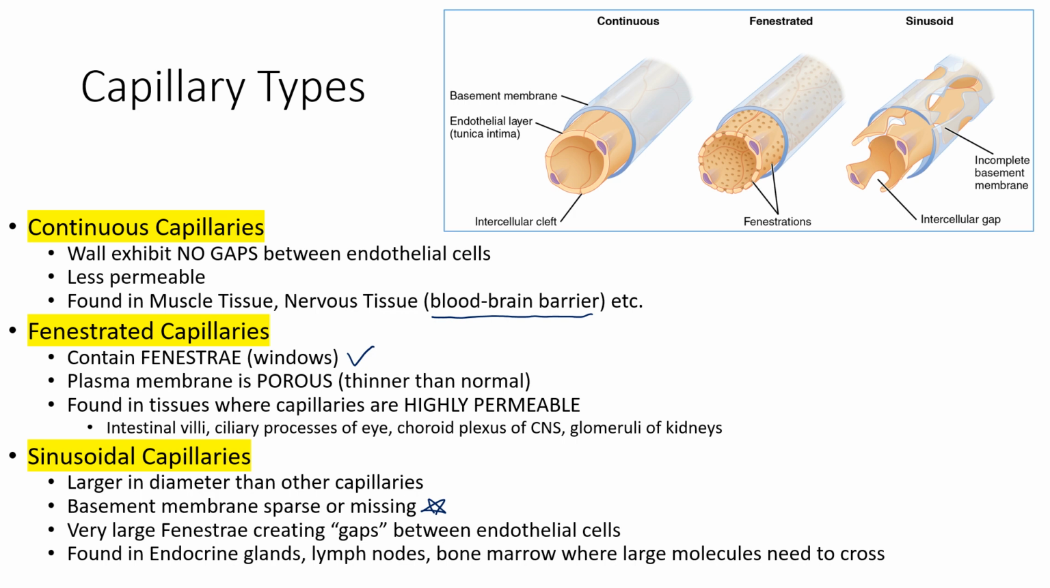Lymph nodes, very porous. Bone marrow, you're looking at large molecules that need to cross, such as reticulocytes, the precursor to a red blood cell. So these have to be very large. The pores have to be very large to allow the passage of larger structures.